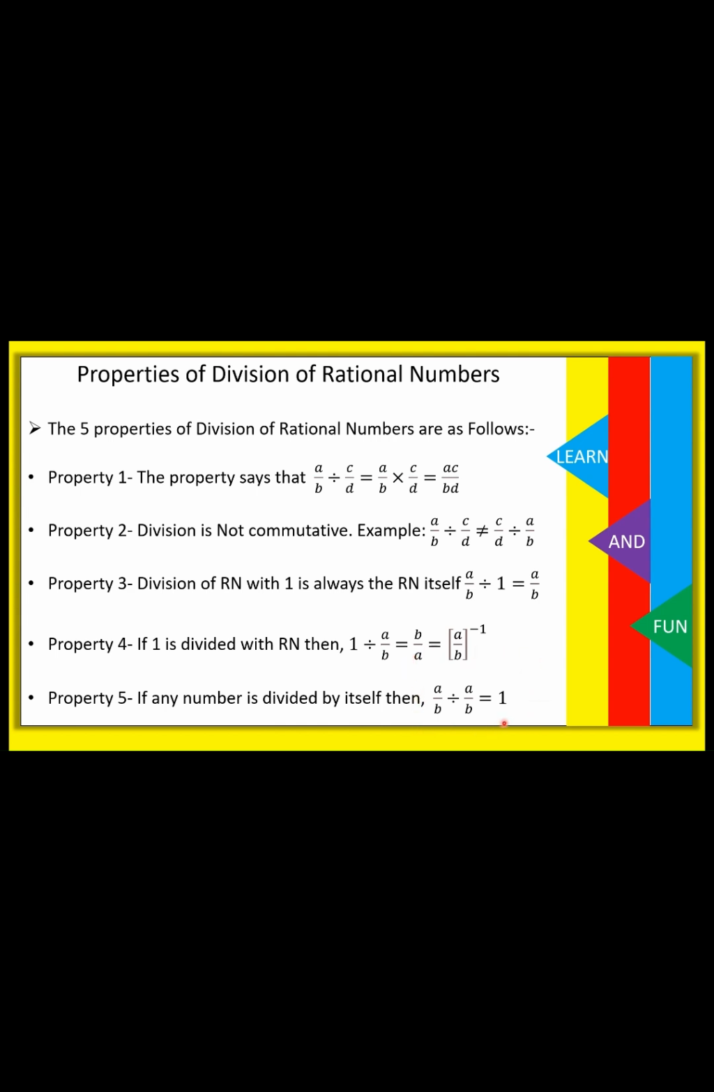We can state this property with different examples: 2/3 divided by 2/3 is equal to 2/3 into 3/2. So the 3 and 3 and the 2 and 2 will be cancelled, and the remaining term will be 1. So property 5 is proved.